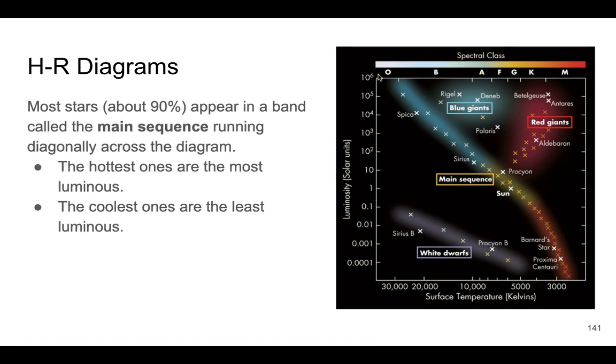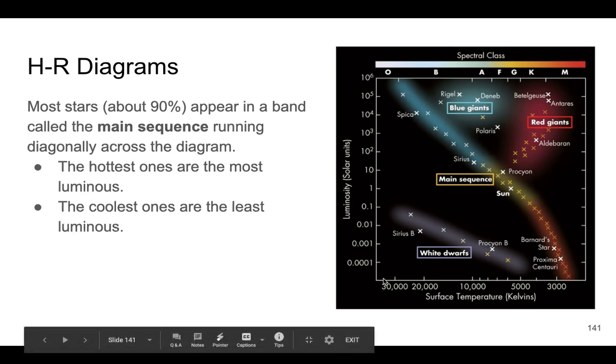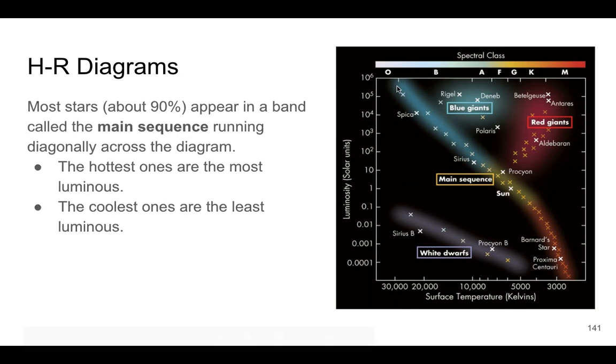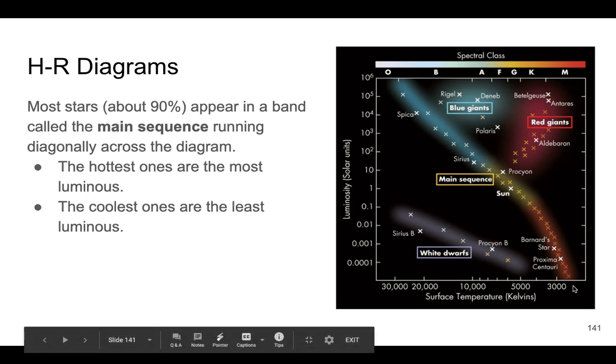So on the main sequence, the hottest ones, the ones all the way to the left, are the most luminous. They're the highest on the graph. And the coolest ones, all the way on the right, are the least luminous. They're at the bottom of the graph. So yeah, that's the main sequence.